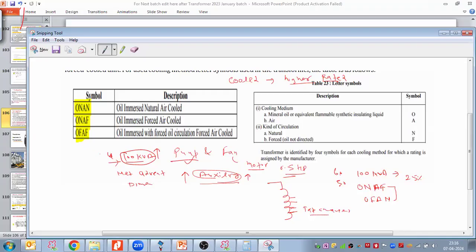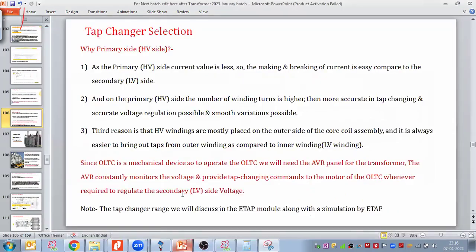So if I place this tap changer on the HV side, when the voltage is higher, the current will be lower. During the changing of the tap of the winding, the current would be lower, and when the current is lower, the arc generated by the current would also be lower. So due to this advantage, the tap should be located on the high voltage side. HV current is low, so making and breaking of current is easy compared to the secondary side.